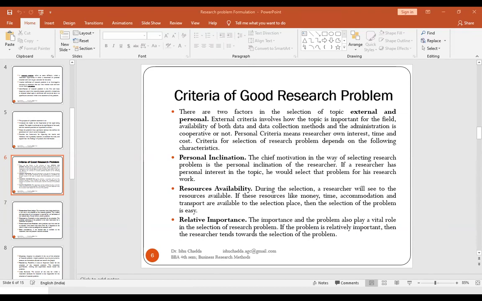And the personal problem must be there. The researcher's own interest has to be there. He has to put in his own time and own cost to pursue the research. So let's see the first characteristic. The first one is personal inclination.